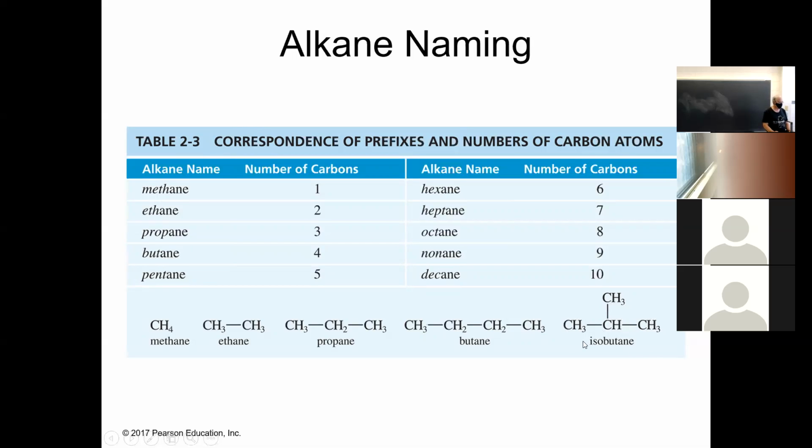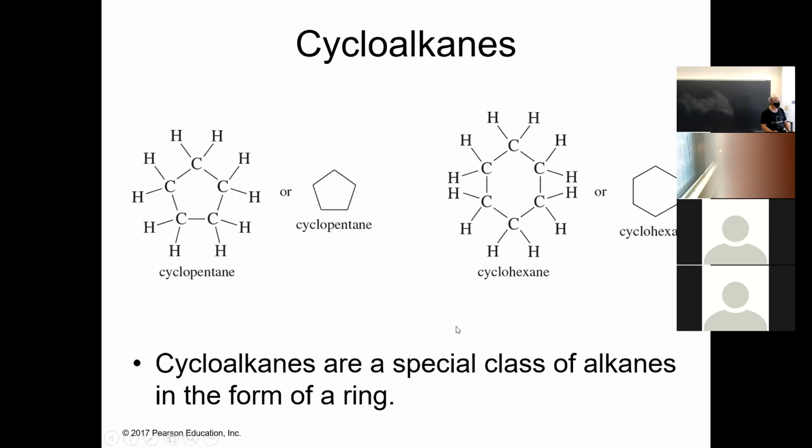This is an example of a branched alkane. Okay, and then here we have some cyclic alkanes. Okay, here we have cyclopentane. Okay, this is the full Lewis structure. It's often just written as a regular polygon. Cyclohexane, written as a regular hexagon. Okay, these actually react very similarly to open chain alkanes.